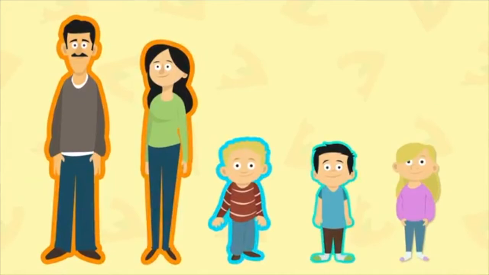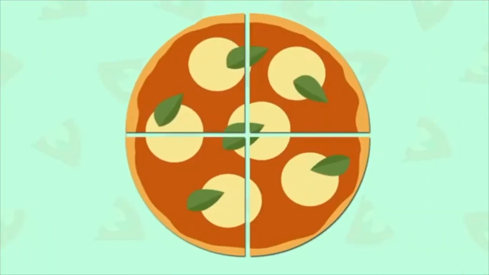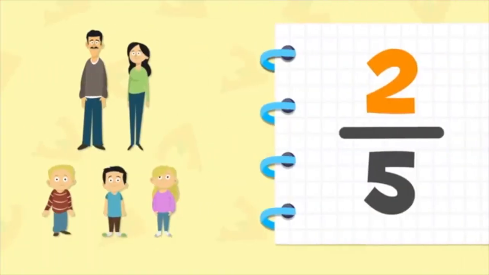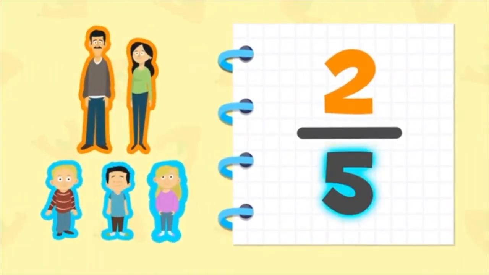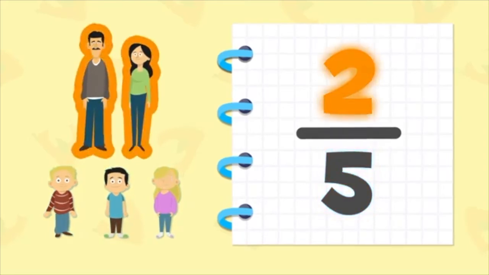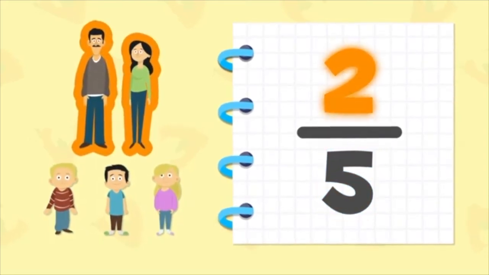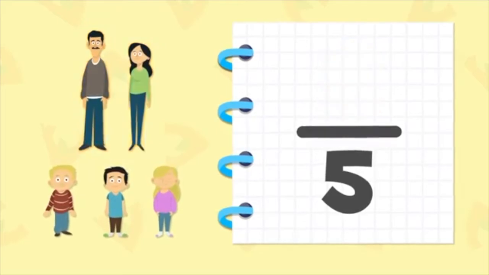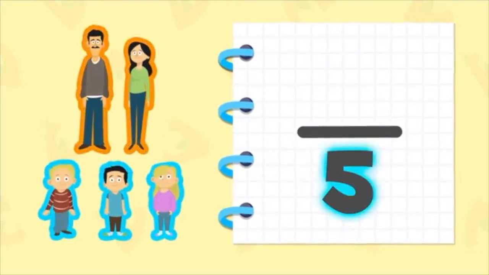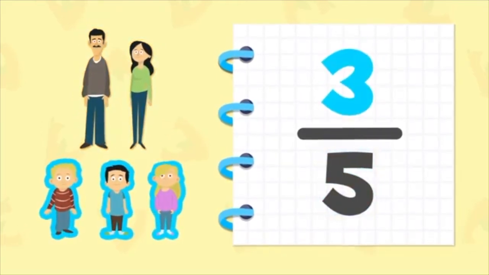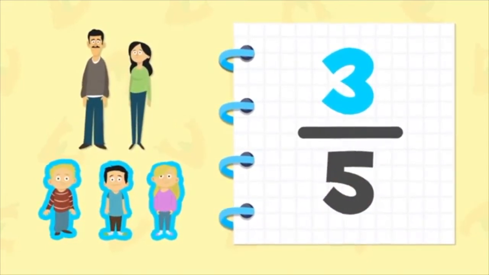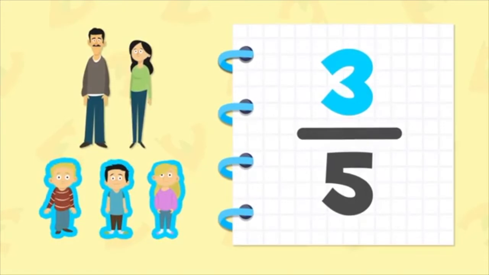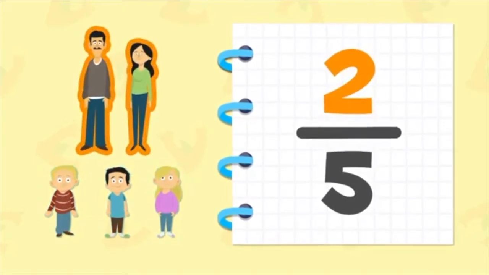Sure. Let's look at fractions of a group or divisions of objects. For fractions of a group, the denominator represents the number of elements in the group, and the numerator represents the elements we have selected. We are 5 in this family. 3 of us are kids. So 3/5 of our family are kids. And 2/5 of the group are adults.